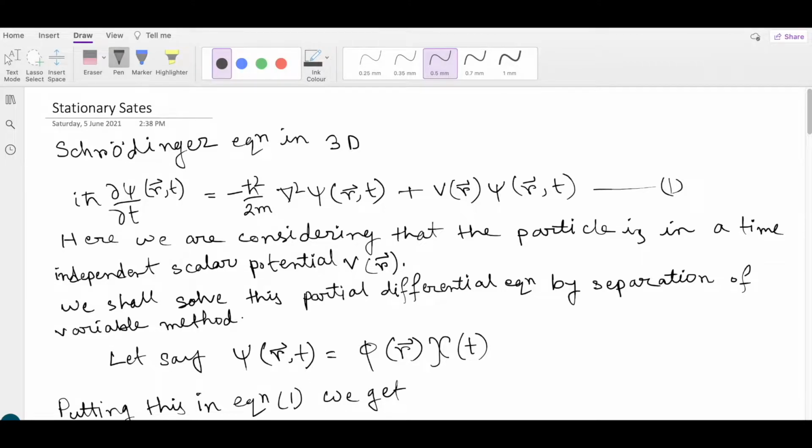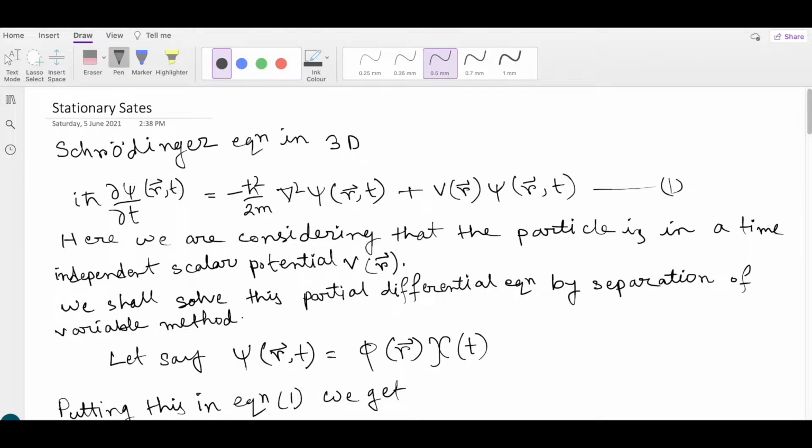Today we will be discussing stationary states. The Schrodinger equation in 3D is given by equation 1: iħ ∂ψ/∂t = −(ħ²/2m)∇²ψ + Vψ. Here we are considering that the particle is in a time independent scalar potential. So instead of V(r,t), we are just writing V(r), because V is independent of time.